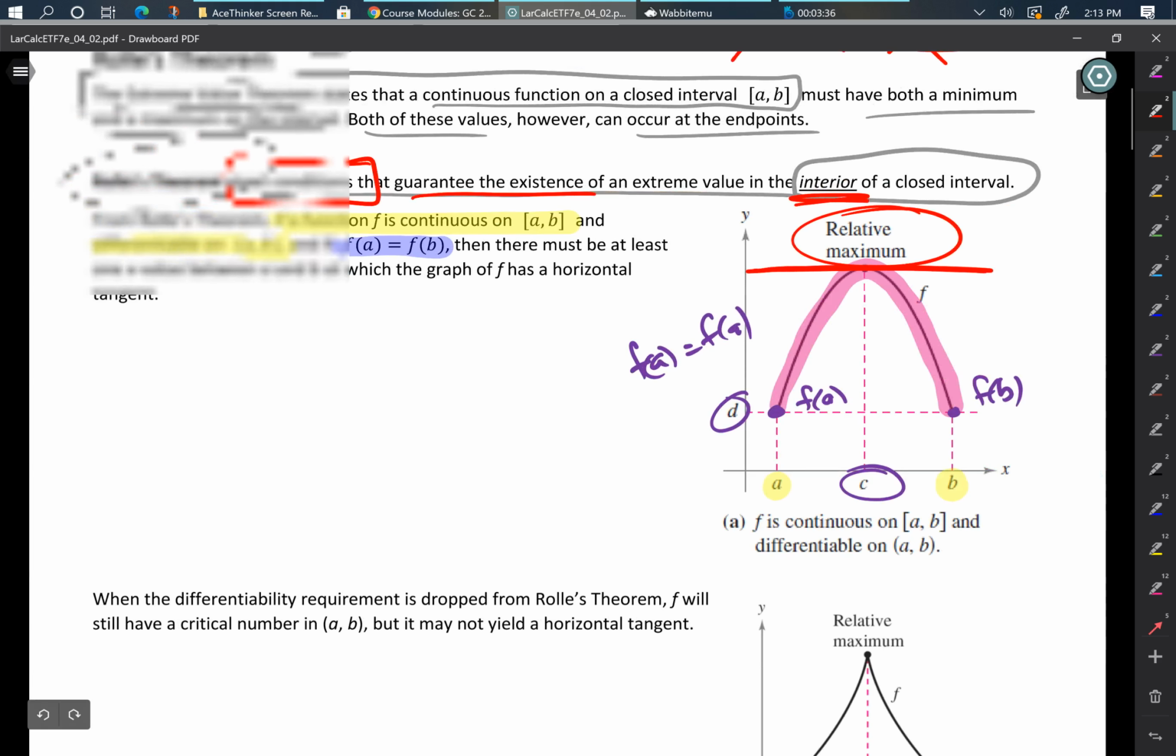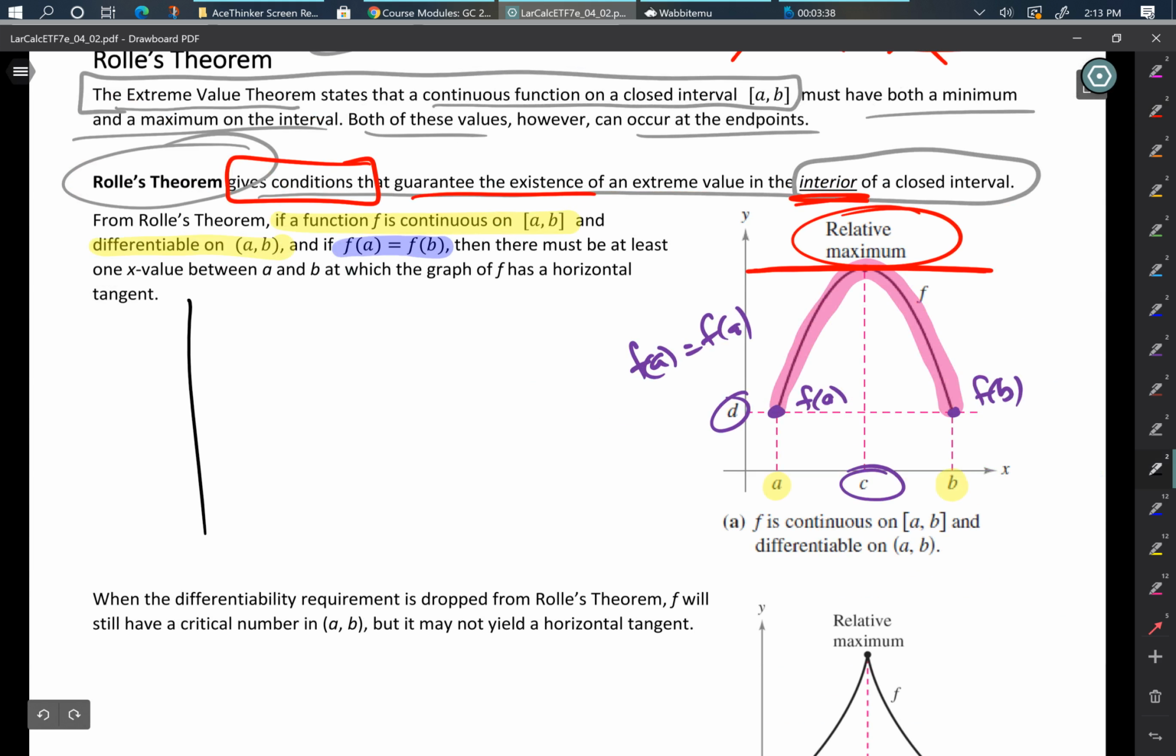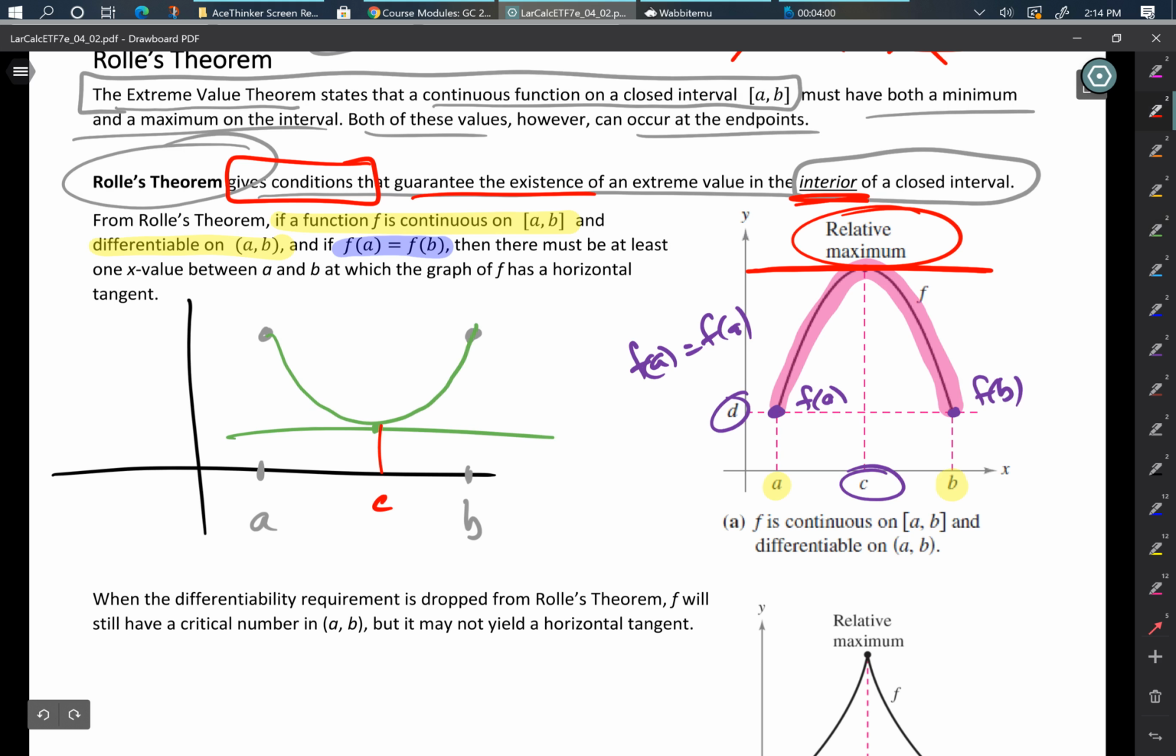Well, what if it went the other way? What I mean by that is, for some value a and some value b, where f of a was equal to f of b, what if the graph went down? Well, then it would have to come back up, and there'd be some value about there where the tangent line would be horizontal, and we would call that value c.